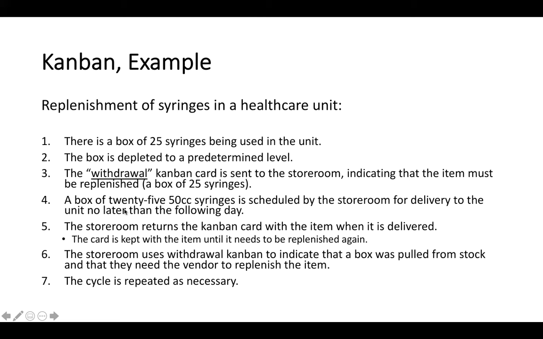So then they provide a box of 25 syringes to the unit that has demanded the box, and the way that it works in this system is that this whole process takes a day. So by next day, they will make sure that the box of 25 syringes is at the unit that demanded the syringe in the first place. And let's assume that's the nursing unit. Okay. And then also the storeroom returns the Kanban card with the item to the nursing room.